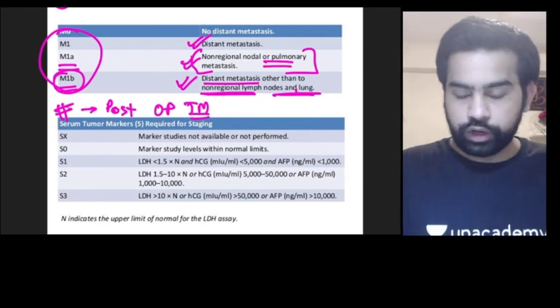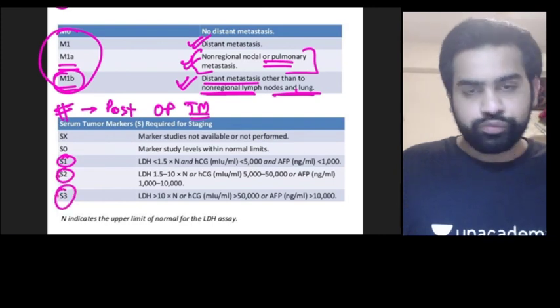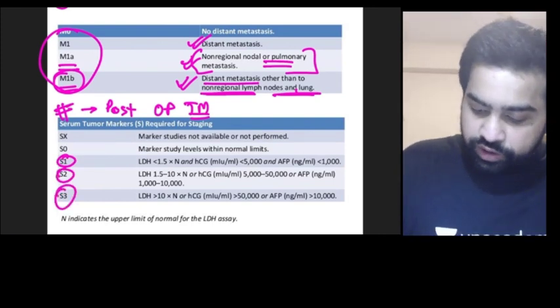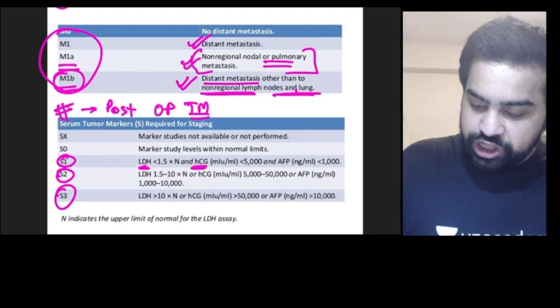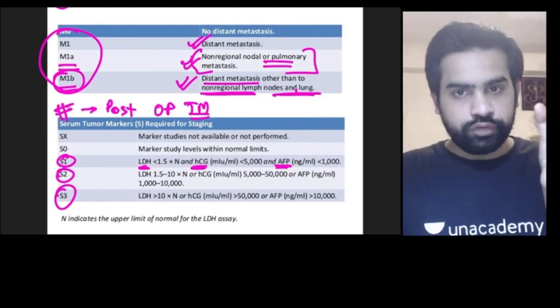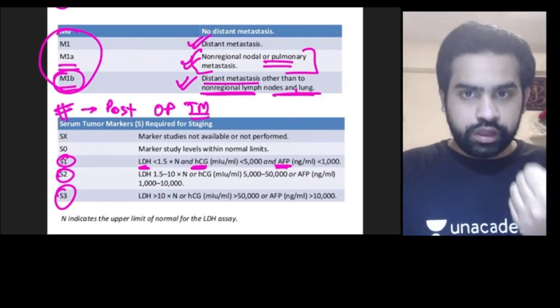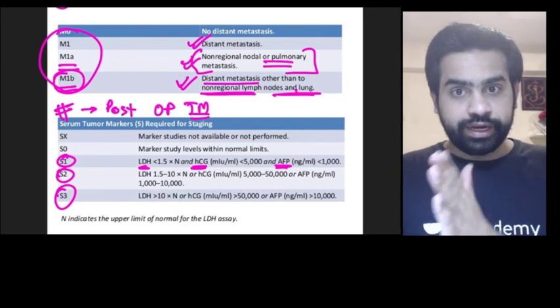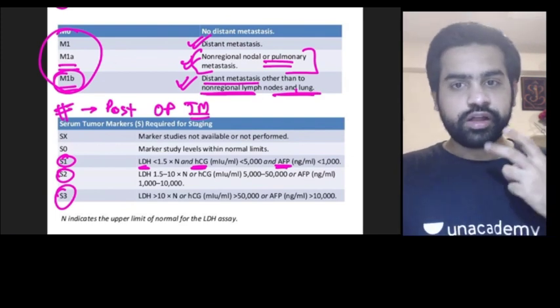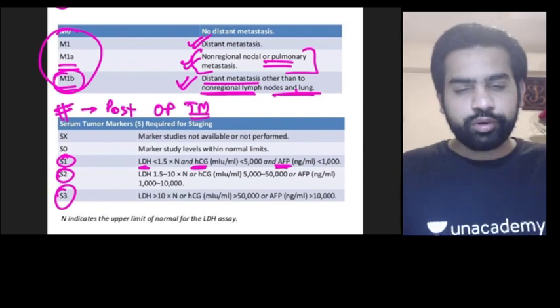So how are they used? You can have S1, S2 and S3. You have 3 tumor markers: LDH, beta HCG, and alpha fetoprotein. If the level of the LDH is less than 1.5 times the normal, it is considered as S1. If it is between 1.5 to 10 times the normal, that is considered as S2. If it is more than 10 times the normal, it is considered as S3. So that is about the LDH.